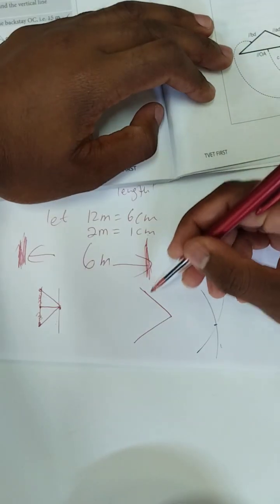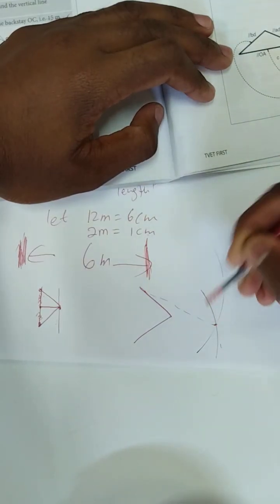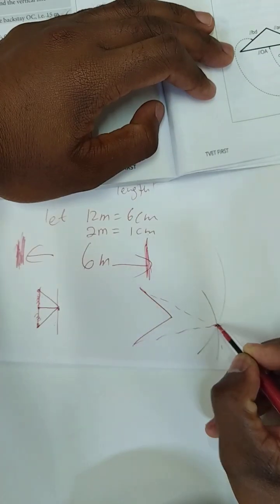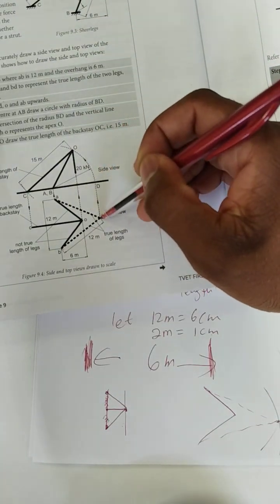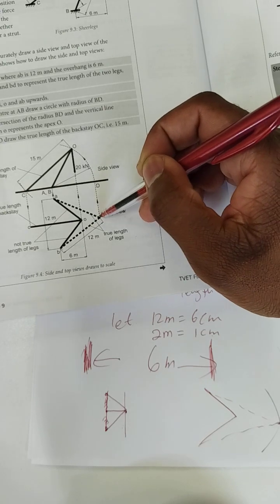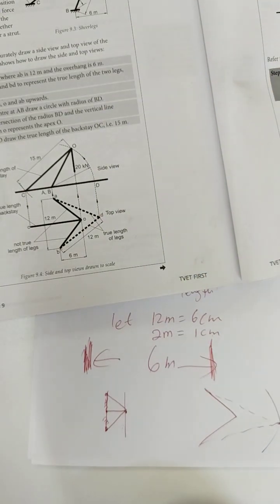Then where they meet, you will join this, like this, like this. So get this part and this part. To get this D, you use the compass as I've shown you. Then that is almost the top view, but it's not yet done.